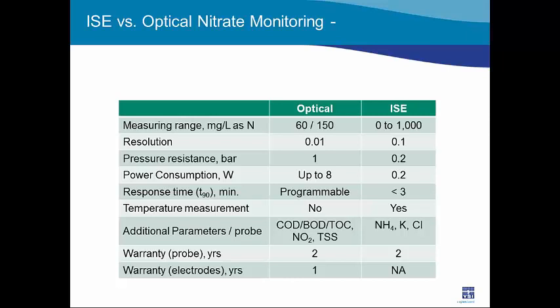Warranty is the same for both, 2 years. I do want to point out, though, that the warranty of the electrodes, oops, I got these two mixed up. There are no electrodes in an optical probe, but the electrodes for an ISE warranty is 1 year. So I apologize for that. The NA should be under the optical column, and the 1 year should be under the ISE.